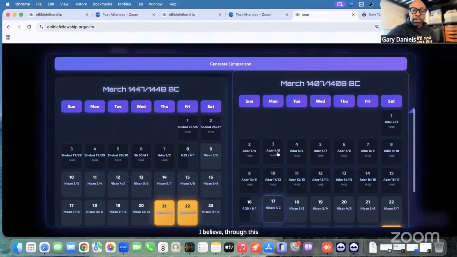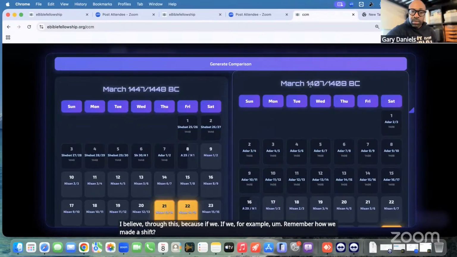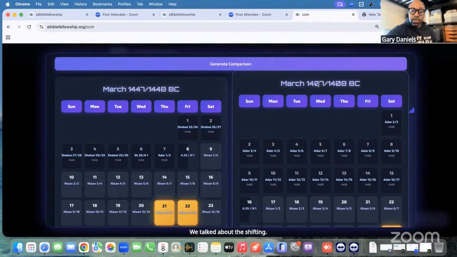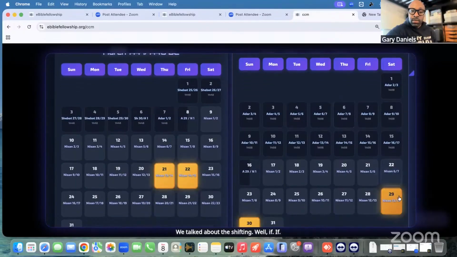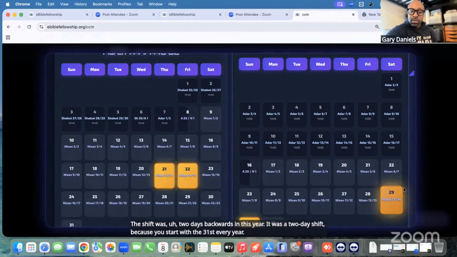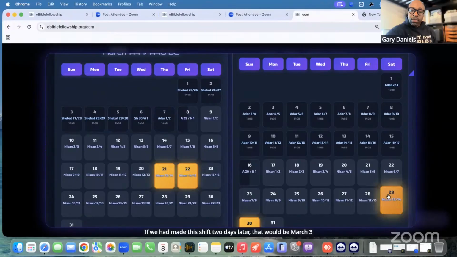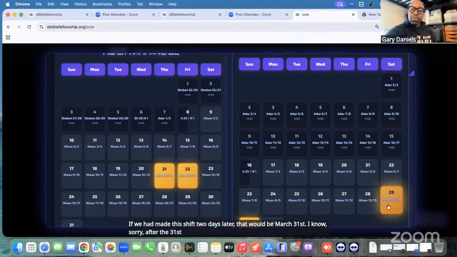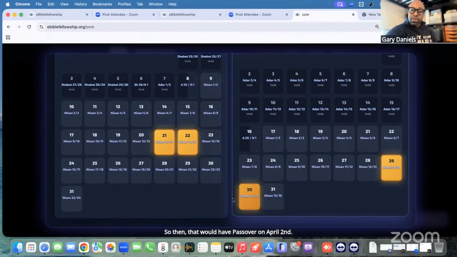Okay, gotcha. Because for example, remember how we made a shift? We talked about the shifting. Well, if the shift was 2 days backwards in this year, it was a 2-day shift because you start with the 31st every year. And so 2 days before the 31st is March 29th. If we had made the shift 2 days later, after the 31st, that would be April 2nd. So then that would have Passover on April 2nd, which is down here.